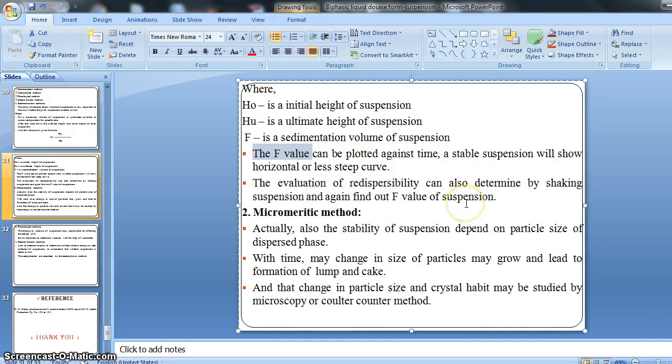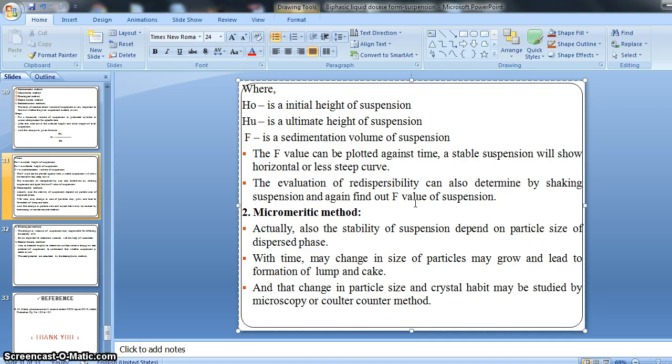a suspension, right? Means first of all जब हम लोग f value निकालेंगे जो suspension का, ठीक है, उसको और से रिडिस्पर्स करना है, देन सेकंड वैल्यू और से निकालना है, देन अगेन we should follow that procedure again and again, right? So by which we can find out the f value, and with the help of f value we will know whether our suspension is stable or not.